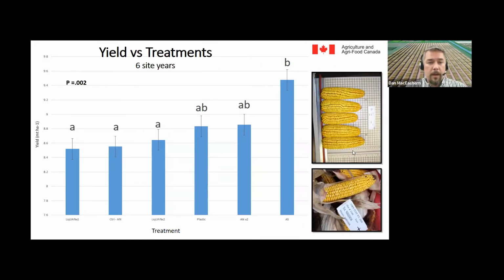So we look here at yield versus the treatment, 6 site years of data. We'll see that unlike the plastic, which produced the highest test weights, the ammonium sulfate produced the highest yield. So the ammonium sulfate treatment was significantly higher than the control treatment and higher than both rates of the liquid UAN or application timings. It also showed a strong trend of producing a higher yield than the plastic and the split application of ammonium nitrate.